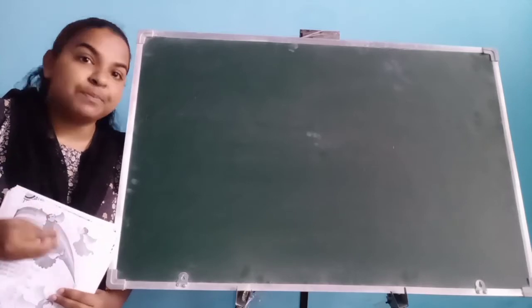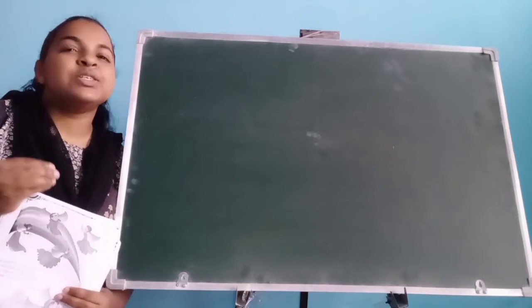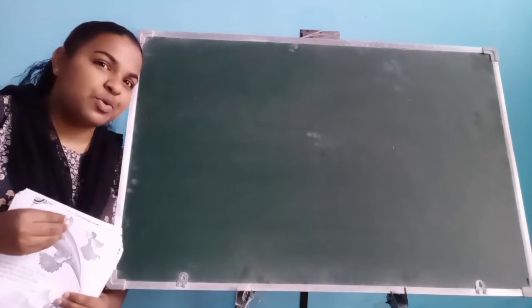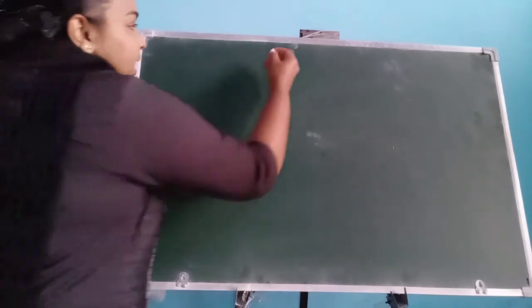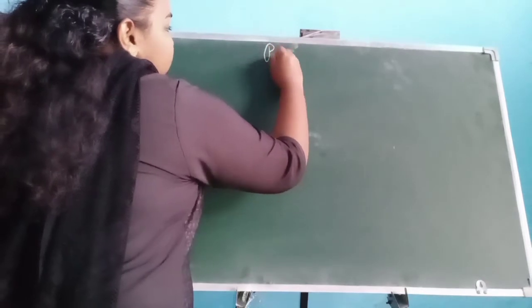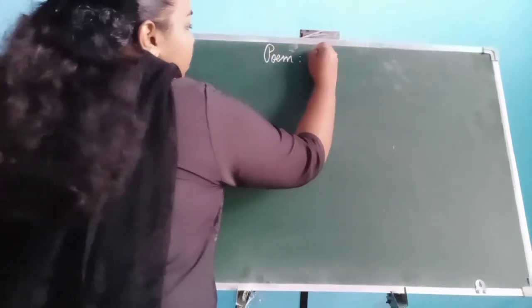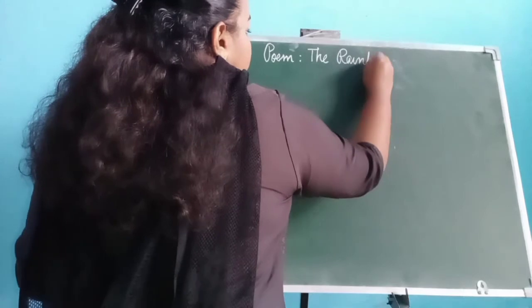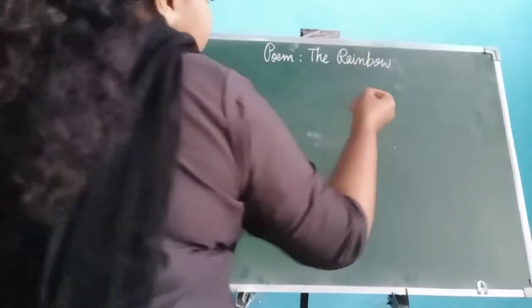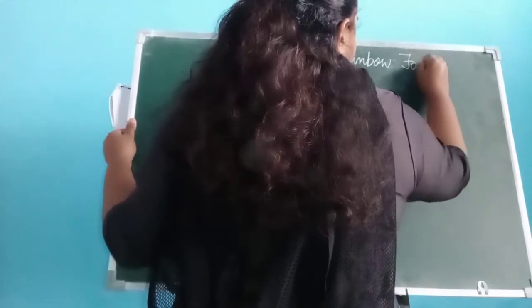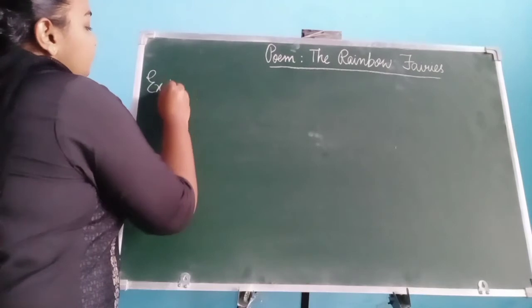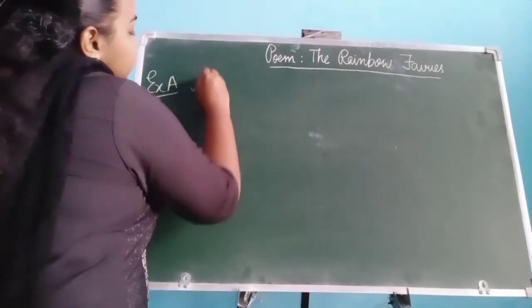So in the last class, we completed the poem The Rainbow Fairies. So today we are going to see the exercise A and B of the poem The Rainbow Fairies. So first you have to write the heading of the chapter, that is poem, The Rainbow Fairies. After that, you will start writing exercise A. Answer these questions.